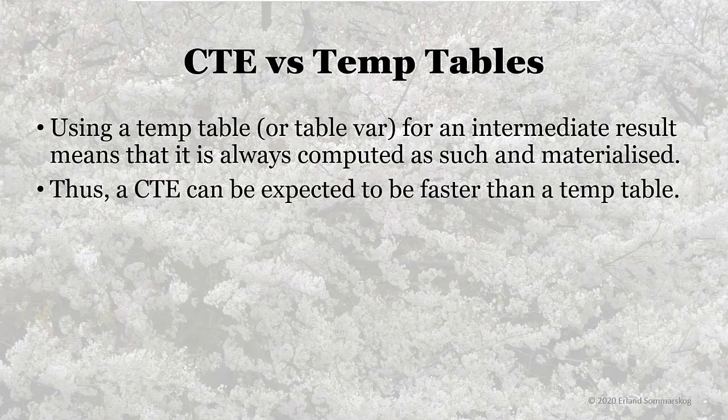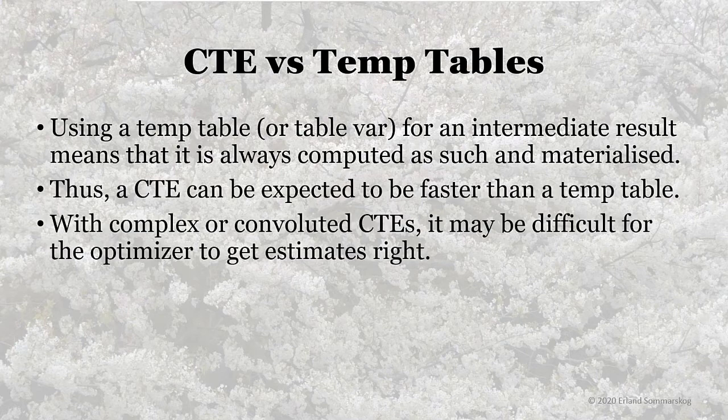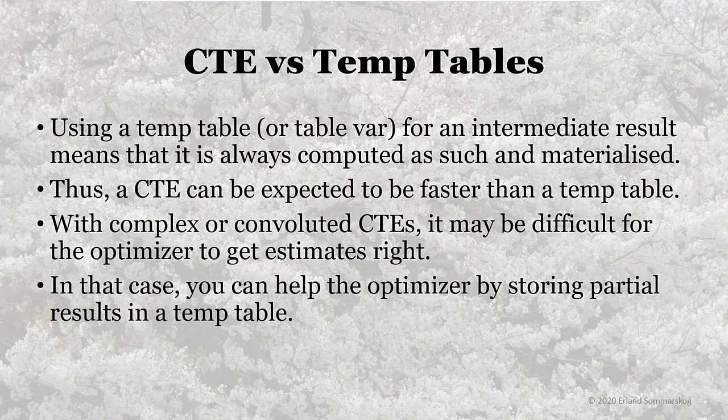But oh, no. That is not always the case. This is a lot more complex, because let's say the CTE is very convoluted or complex, and then the optimizer will more or less have to compute the full CTE, and now it has less information about what will be the outcome. So the rest of the query is not optimized very well. So it often helps, in this case, to store partial results in the temp table to make it easier, or to help the optimizer for the rest of the query.